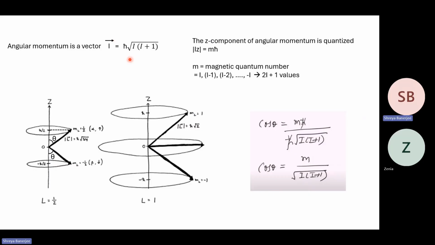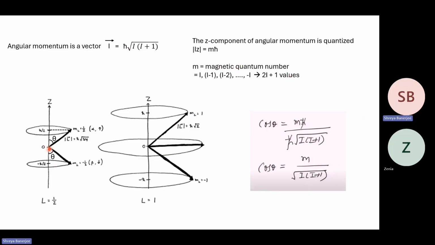There is another quantum number called the magnetic quantum number, or small m, and it has values ranging from I to minus I in increments of 1. Suppose your I value is half, then m will be minus half and plus half. If your I value is 1, m will be minus 1, 0 and 1. So the number of m values is 2I plus 1.